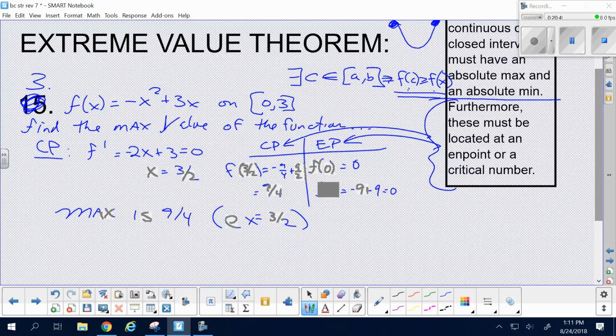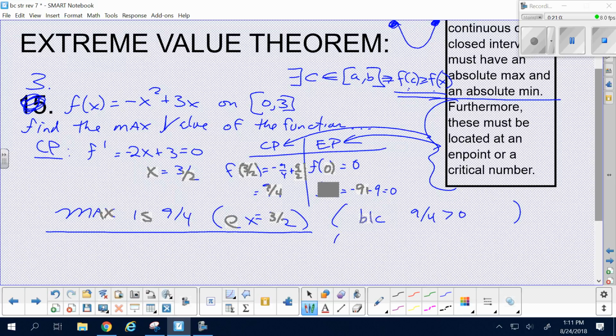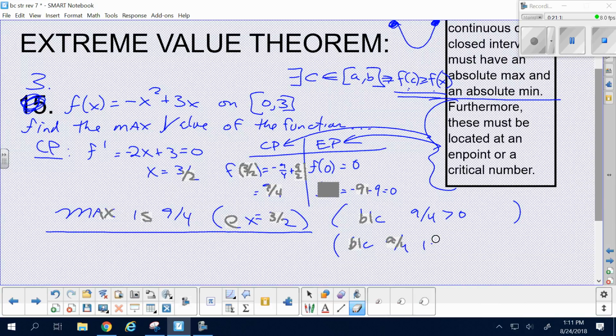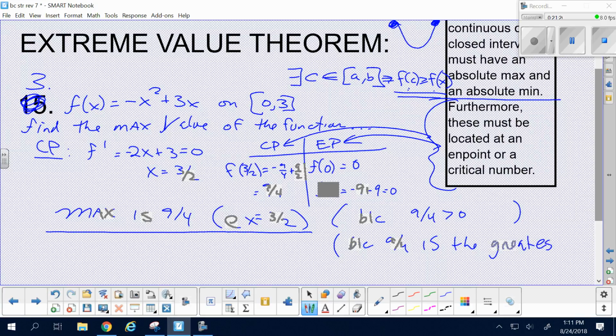In fact, the extreme value theorem is so powerful that really that is satisfactory. Now, many people then say, good work is to say, because, for example, 9 fourths is greater than 0. My professor, who is from Poland, would always end it by saying, because 9 fourths is the greatest of the candidates. That's fine too. But if you just have that, that's satisfactory. Are you with me? Whatever makes sense to you.